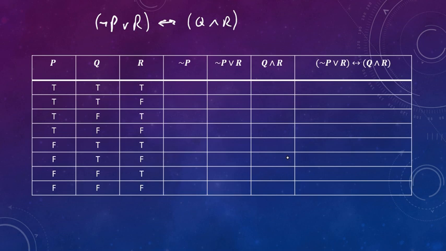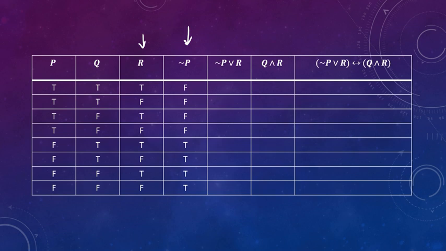Next column to fill in is the column for not P. Again, very straightforward, very easy. 4 F's followed by 4 T's. Now we have not P or R. So we're going to take the disjunction of these 2 columns here. A false or a true gives me a true. False or a false gives me a false. False or a true gives me a true. False or a false gives me a false. And then in each of our last 4 rows, not P is always true. So these are all going to be trues. So there is our 5th column being filled in.